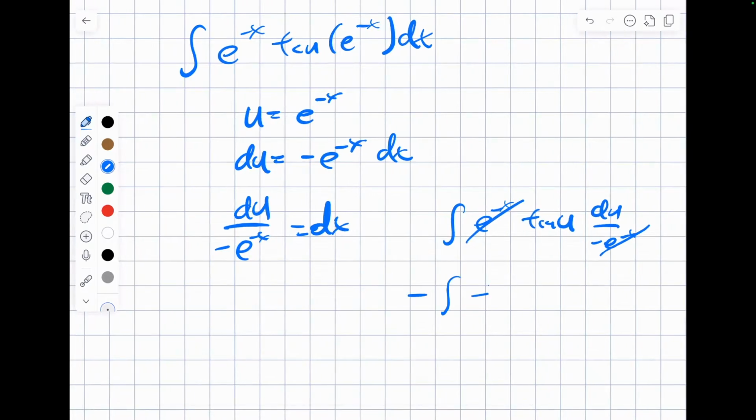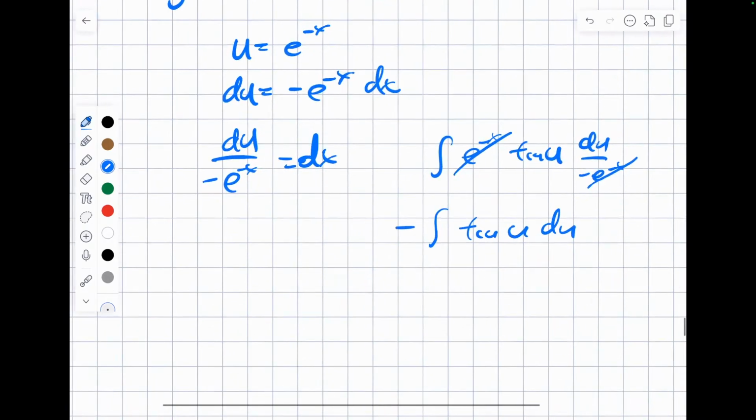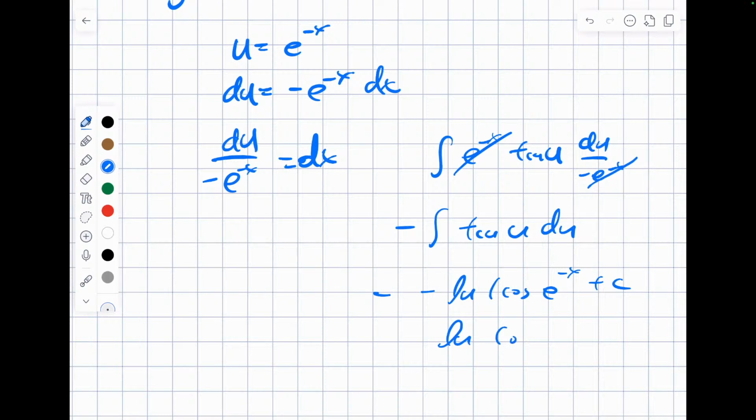So it'll be negative tan of u du, and this one's going to be negative natural log of cosine of u, which is e to the negative x, plus c. So this one's going to be natural log cosine of e to the negative x plus c. Integration of tan u is going to be negative natural log cosine. We did secant, but cosecant is similar. Yes.